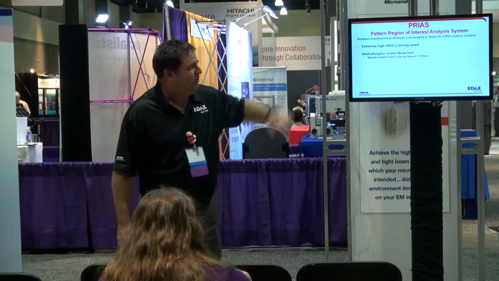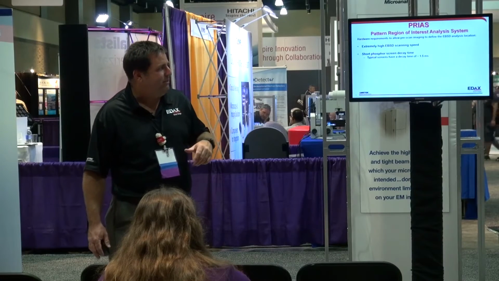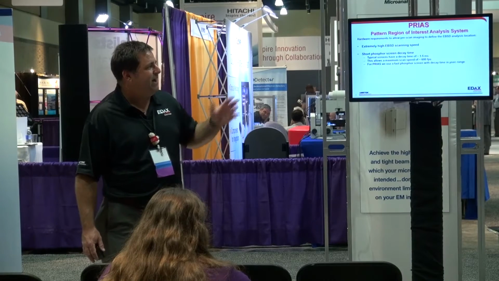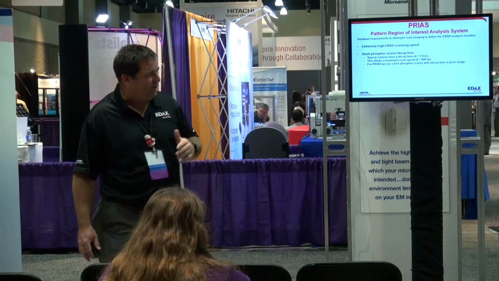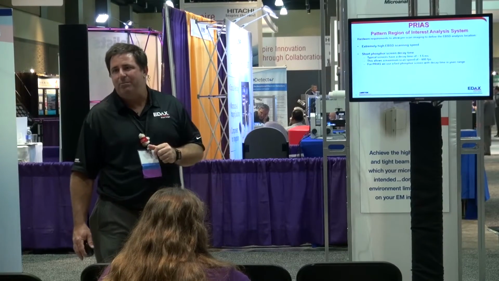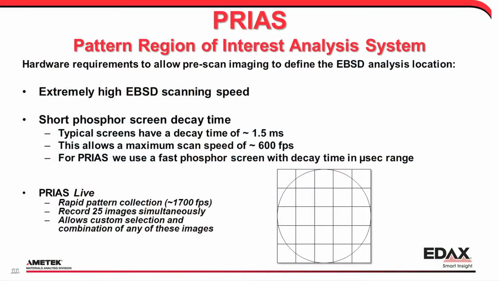Generally, older EBSD screens have limited us to about 600 frames per second. So what we did is we found a better phosphor screen that allows much shorter decay times, in the microsecond range, and makes this a viable imaging approach. We've named this PRIAS Live, again, kind of a live imaging, where we can collect these images at about 1700 frames per second. So it starts to be quick. We collect all 25 of those images simultaneously.